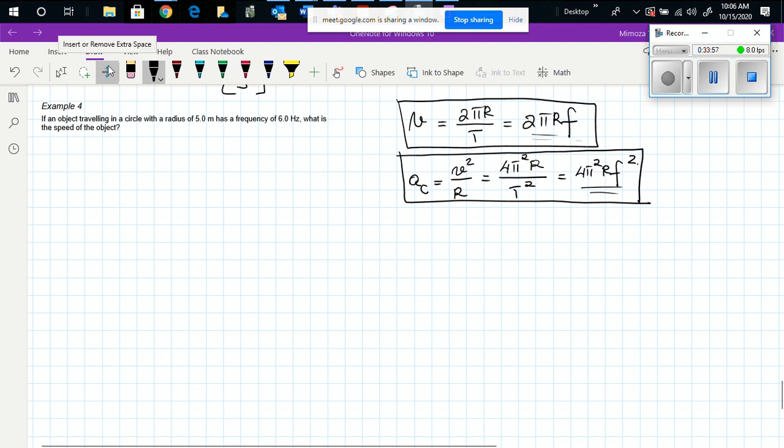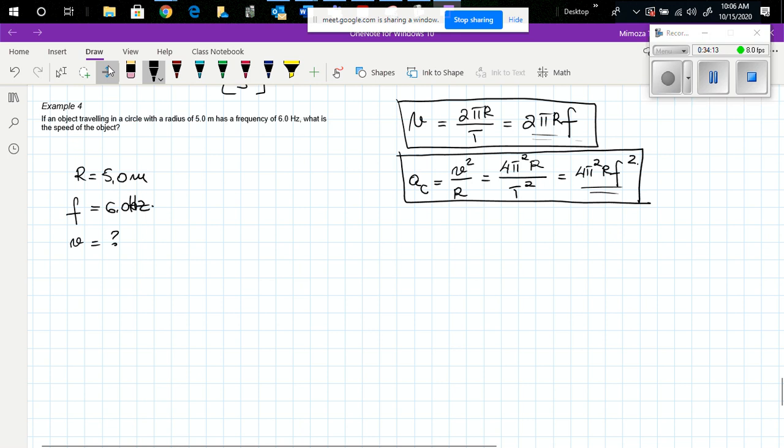Now, an object traveling in a circle with a radius of 5.0 meters has a frequency of 6.0 hertz. What is the speed of the object?